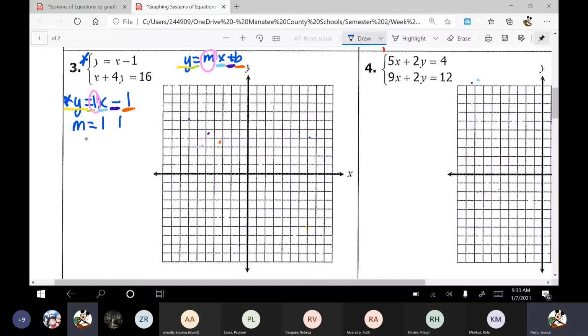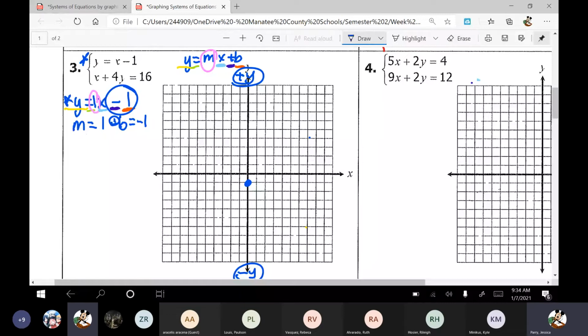And then we can write out b. Our y-intercept is negative 1. You want to get the sign in front of it here. So there's my y-intercept of negative 1. And then we can start graphing it. First, plotting b, the y-intercept of negative 1 on the y-axis. We have our positive y and our negative y. And for this one, it's a negative 1, so I'm going to go down 1. So there's my y-intercept of negative 1.